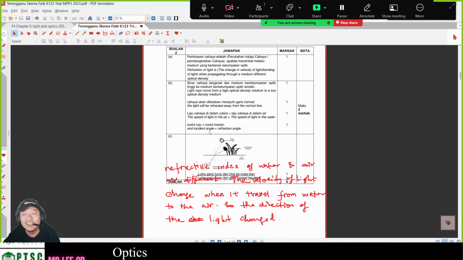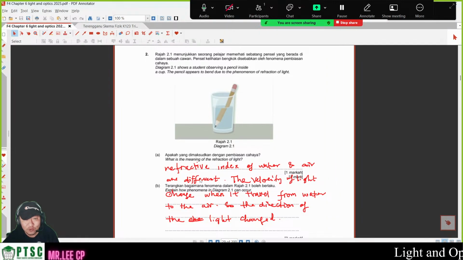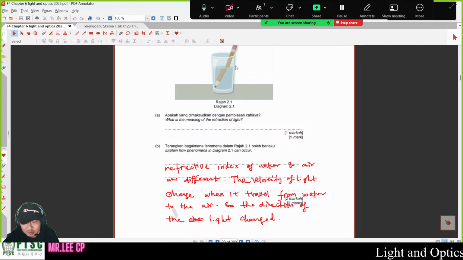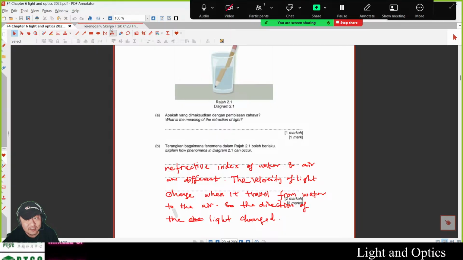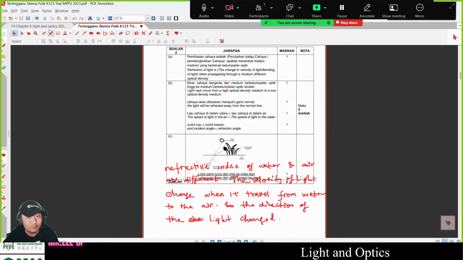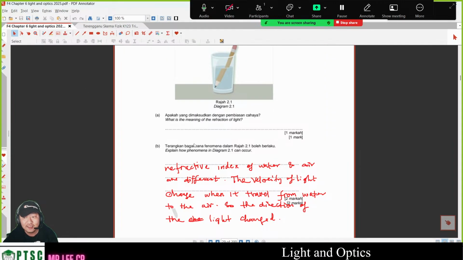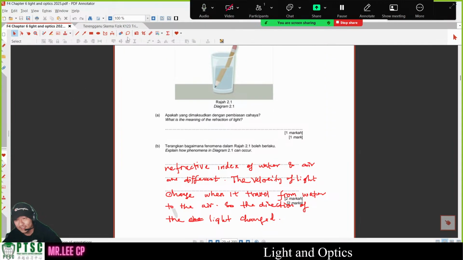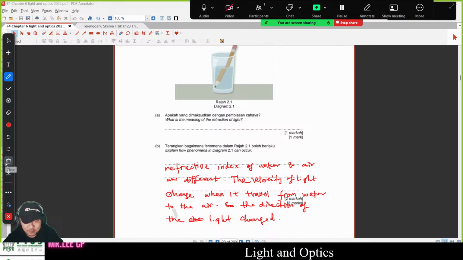So they want the speed. They want toward the normal or away from the normal. Okay. What I answered is to explain how this occurs, but their answer seems to be why it is away from the normal. Why it is like that. Right? Okay, now never mind. Leave it.